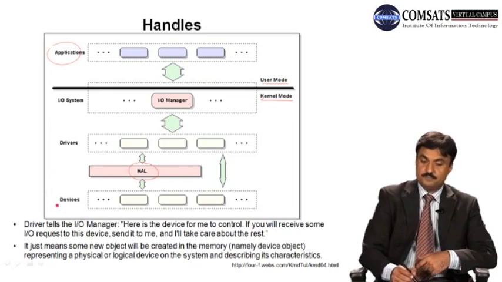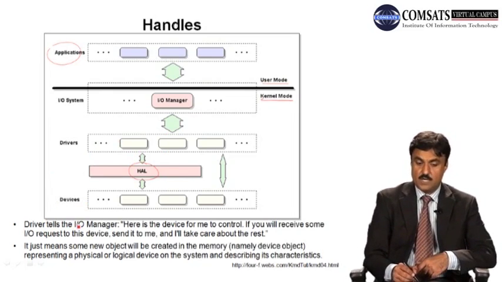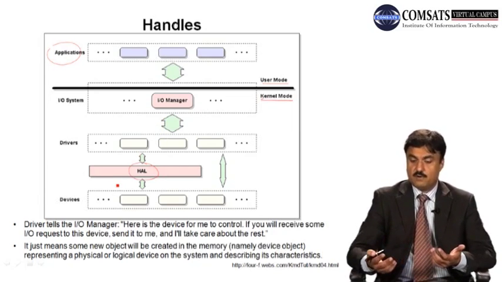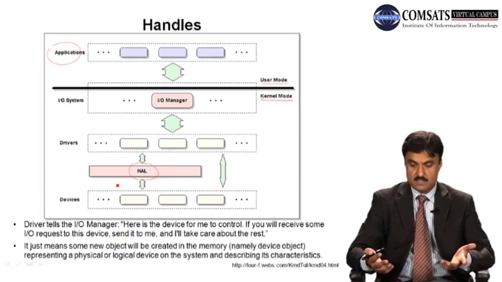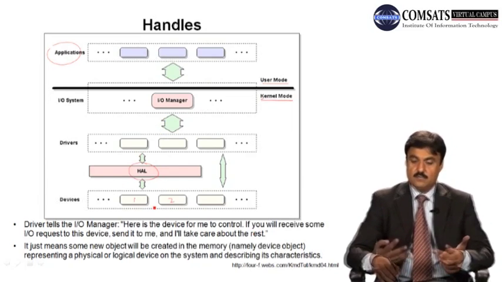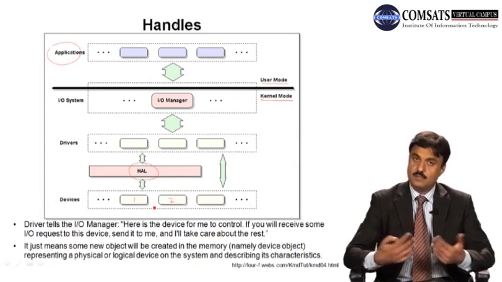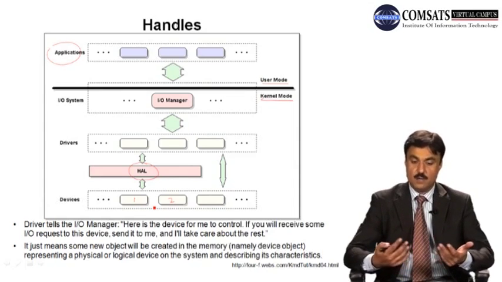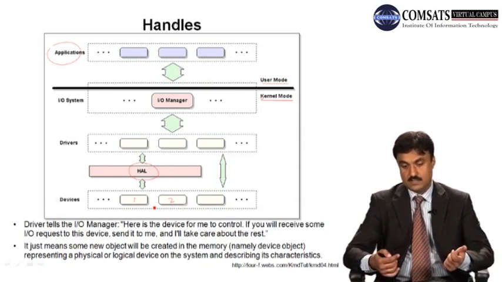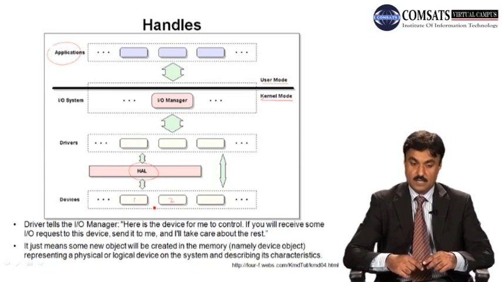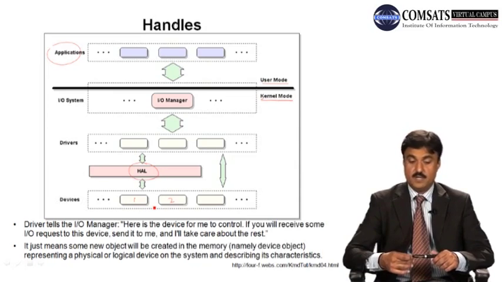So the driver tells the IO manager, the input output manager, that here is a device for me to control. For example, there are multiple devices that this controls. For any of the requests received by the IO manager, drivers will direct or assign the objects for these devices to be handled or communicated through these applications. So these are the handles that we are going to use.